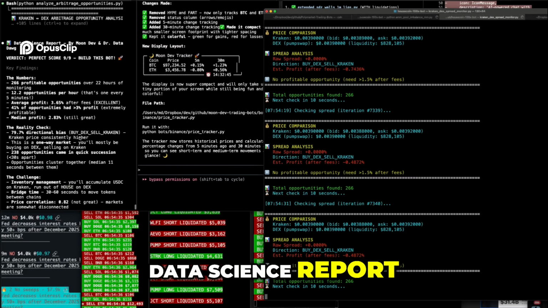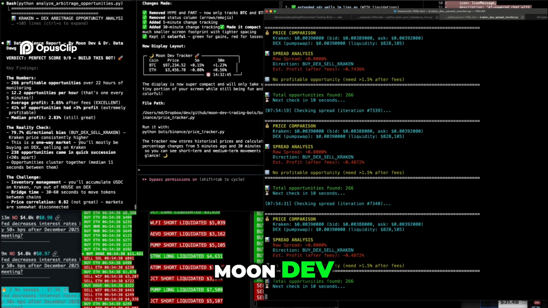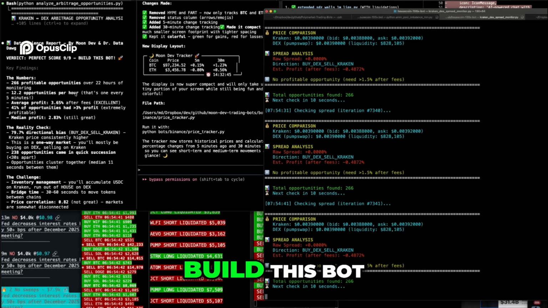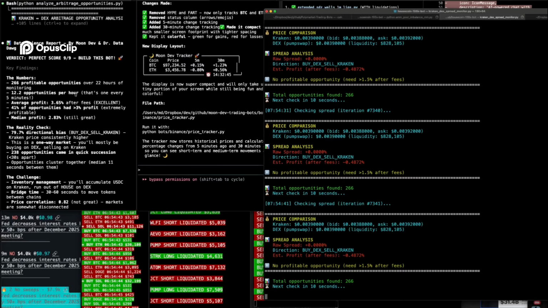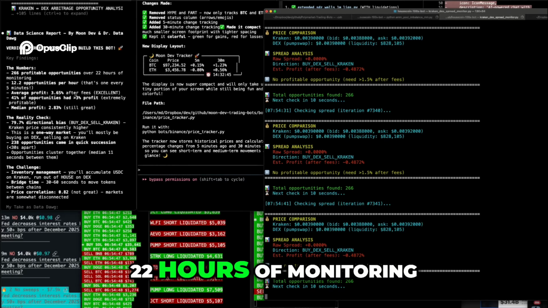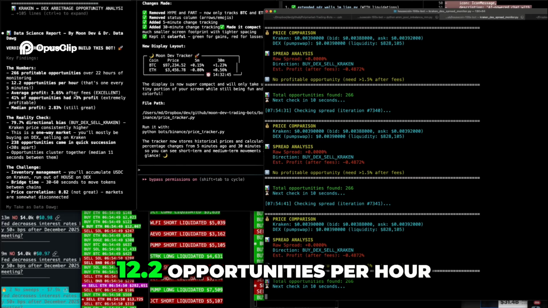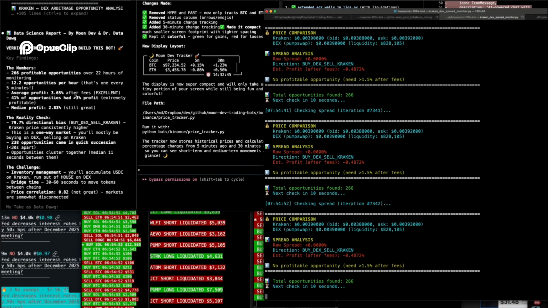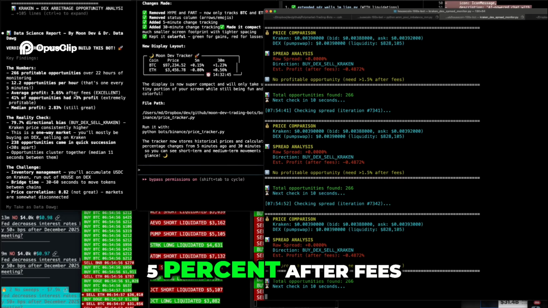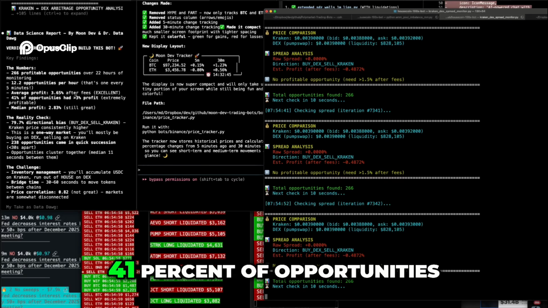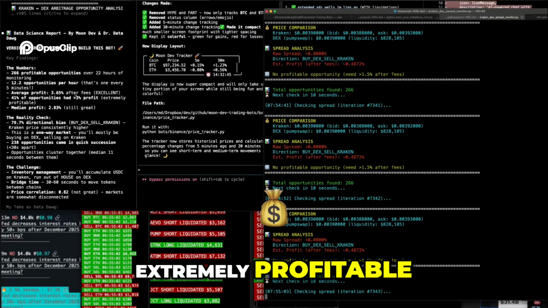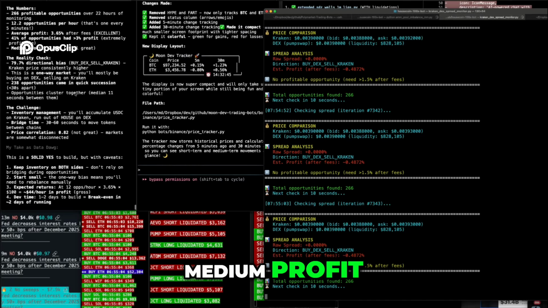Data science report. Okay, Moondev and Dr. Data Dog. Verdict, perfect 9 out of 9. Build this bot. So the numbers: 266 profitable opportunities over 22 hours of monitoring, 12.2 opportunities per hour. That's one every 5 minutes. Average profit is 3.65% after fees. Excellent. 41% of opportunities had 3% profit. Extremely profitable. Median profit, 2.83. Still great.